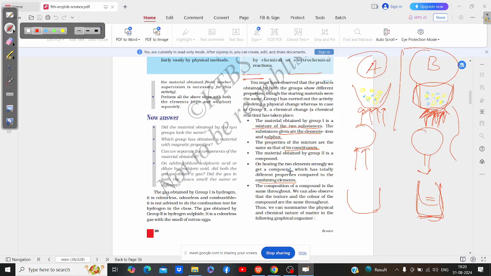The substances are iron and sulfur, and the properties of the mixture are the same, right? So here, the properties of iron filings are the same and the properties of sulfur are the same. We don't change any properties of the material and its constituents. But in group B, when we heat the two elements strongly, we get a compound which has totally different properties compared to group A.